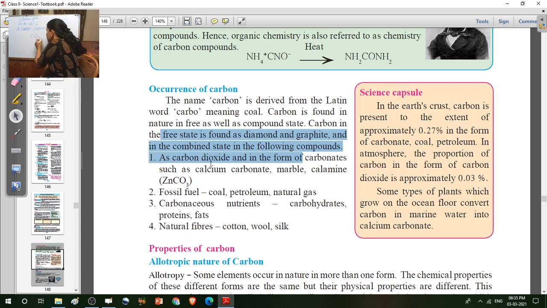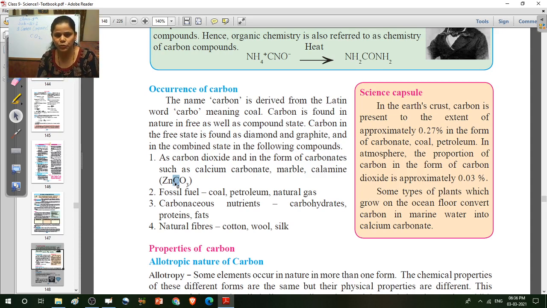So here two elements, carbon as well as oxygen. So carbon is there in the carbon dioxide. Then calcium carbonate, CaCO3, calcium carbonate. Then marble, then calamine. Here the formula of calamine is given, ZnCO3. So here one carbon atom, ZnCO3. In ZnCO3 carbon is there. Clear? Then next, fossil fuel.